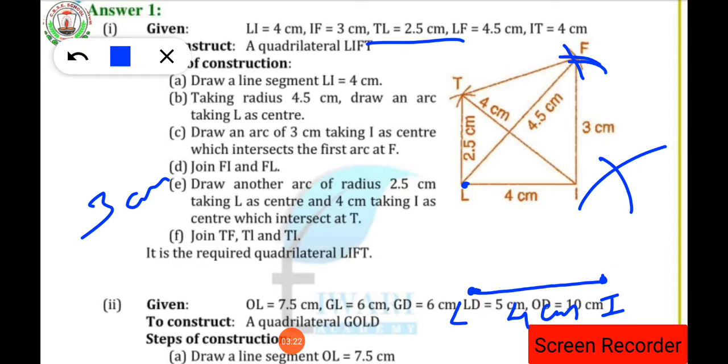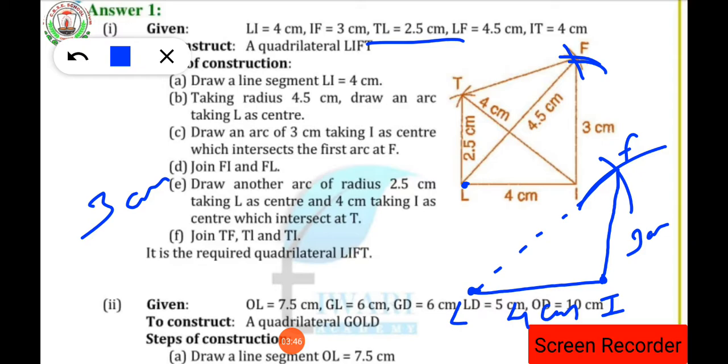Clear up to here? Then after that, with the help of your scale you have to draw a line joining and label it as F, 3 centimeter. Clear up to here? Then in the next step, join FI and FL. That means here also you have to join its diagonal.